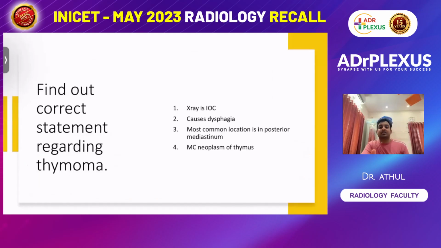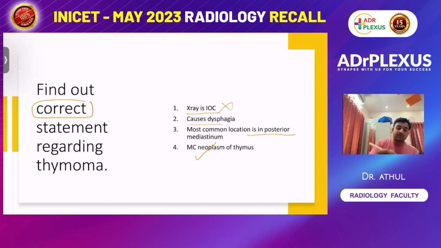Then another interesting question they asked was about thymoma. They asked us to find out the correct statement regarding thymoma. The first option provided was X-ray is the investigation of choice. Second was it can cause dysphagia, that is partially correct. Third, the most common location of thymoma is in the posterior mediastinum. Fourth option was most common neoplasm of thymus. So you have to understand that thymoma is the most common neoplasm of the thymic gland. So that is the correct statement.